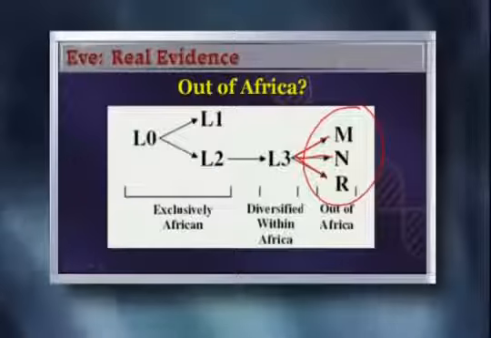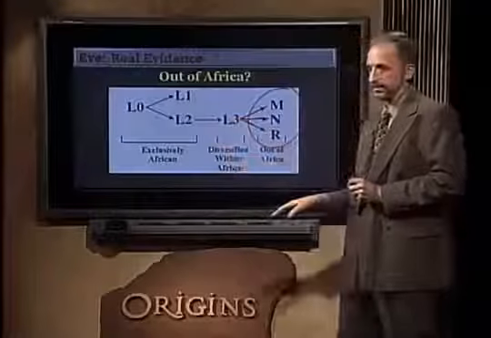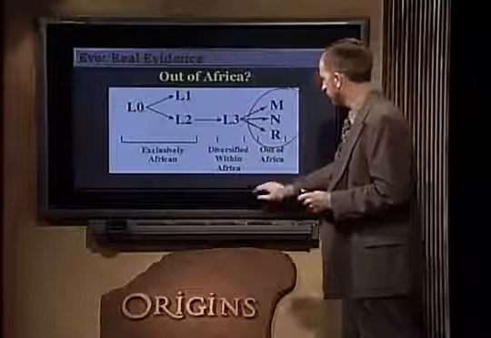These 3 are found on every continent, including Africa. The L's are only found within Africa. Okay, so that's their model.